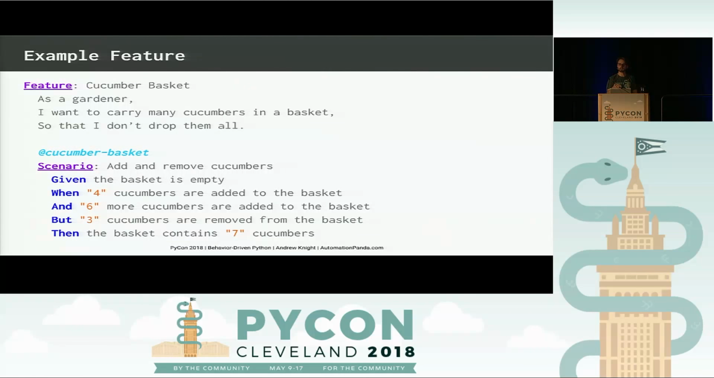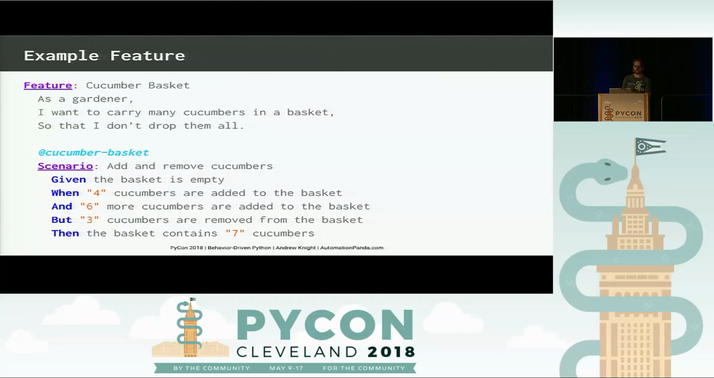They're just there to help give context. As a best practice, especially if you're doing Agile, I recommend putting the user story in there to help understand what the feature is. So, as a gardener, I want to carry many cucumbers in my basket so I don't drop them all. That's why I want a cucumber basket feature. Now, a single feature section can have multiple scenario sections. This one has only one just because my slide is only so tall. The scenario, again, scenario is a keyword. Add and remove cucumbers is the descriptive title that will appear in the logs for this test.